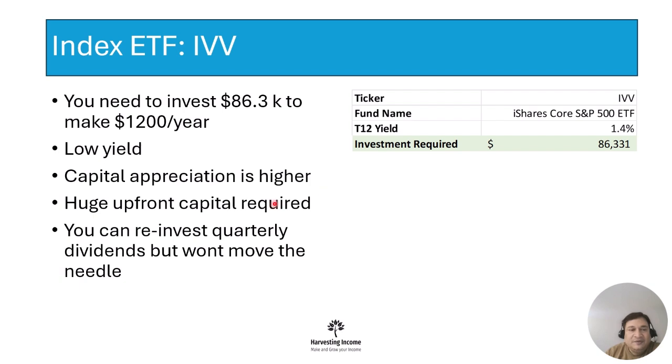Of course, the capital appreciation is higher, but the upfront capital required is huge. You can reinvest the dividends quarterly, but it's not going to make much of a change. That's the drawback with an index ETF. An index ETF is good for growth and good for long-term investing, no doubt about that. I'm not trying to bash the IVV index ETF. It is perfectly fine for someone who is looking for a mix of growth plus some income. However, to achieve this kind of cash flow, like 1200 per year, it is still difficult, and you need a high amount of capital.